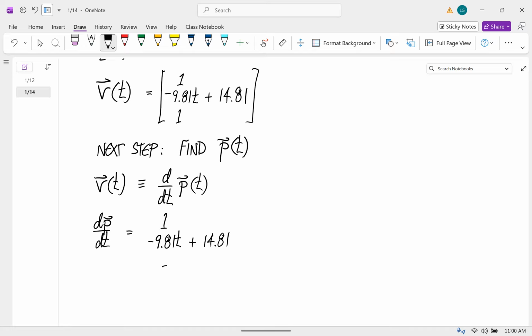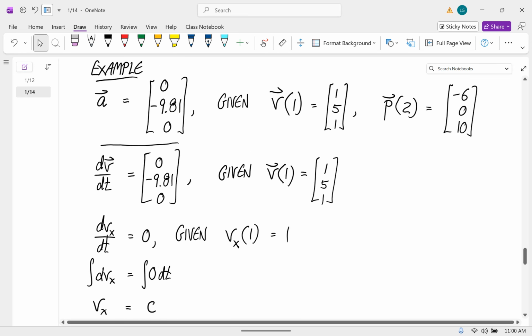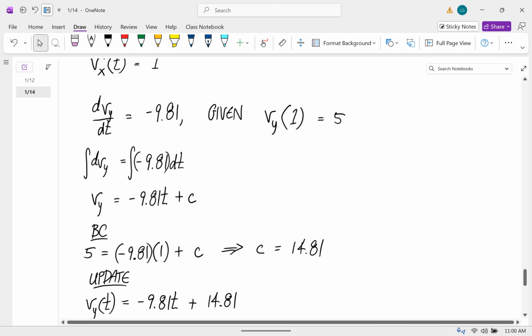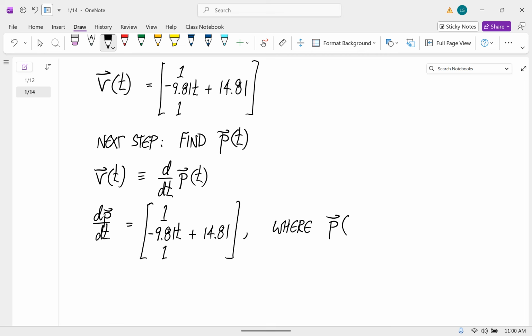Do it again. Now there's more going on. We won't have the zeros and stuff, and we have the boundary condition now. The one that's relevant is the one up here that says at time equals 2, the position vector is negative 6, 0, 10. So when the time is 2, this is negative 6, 0, 10.